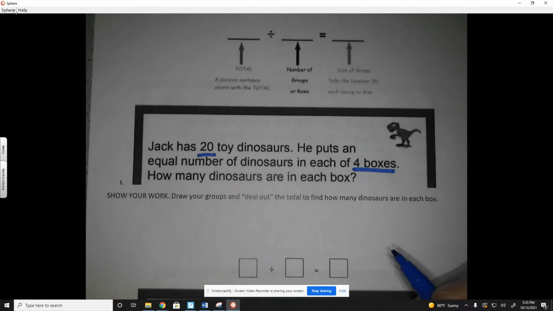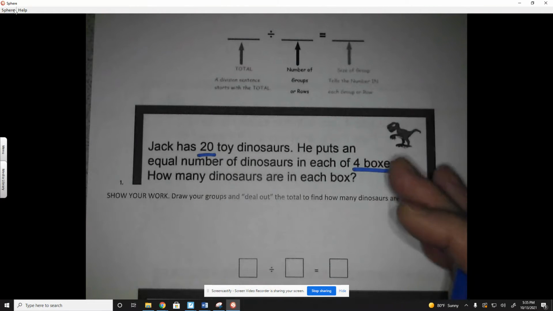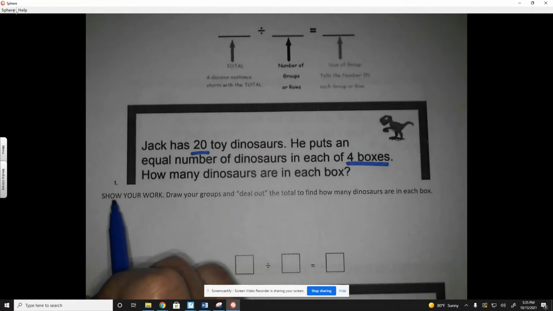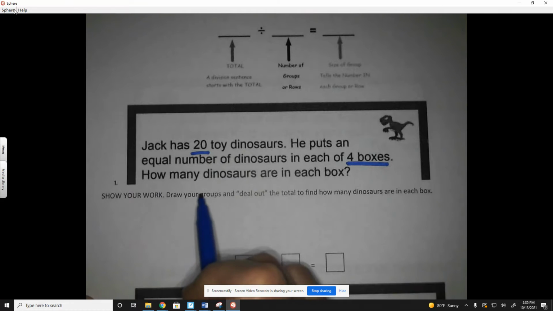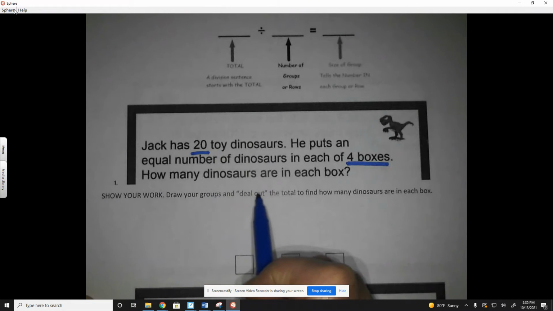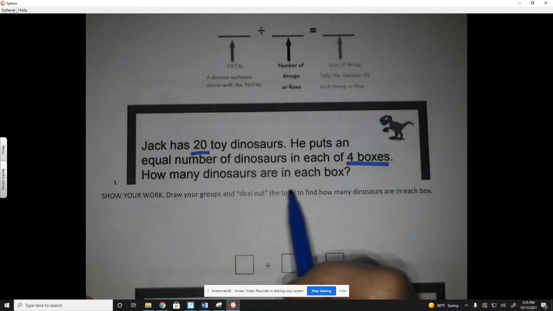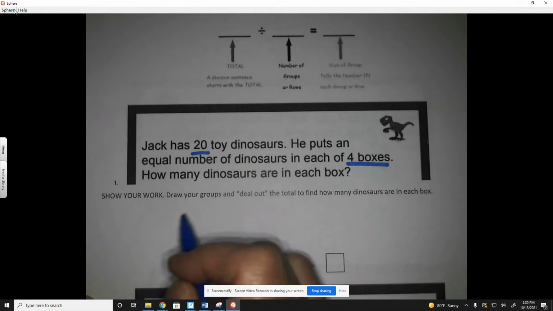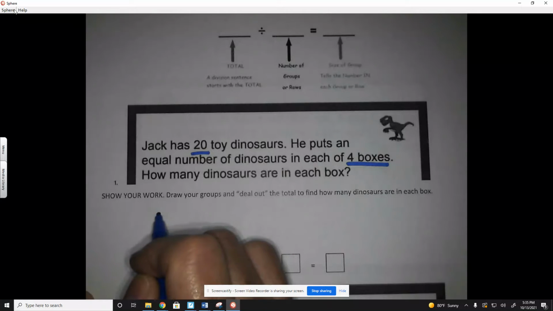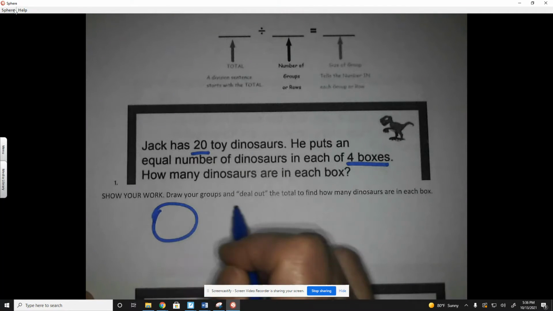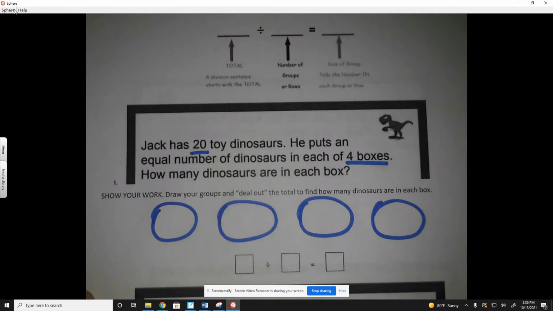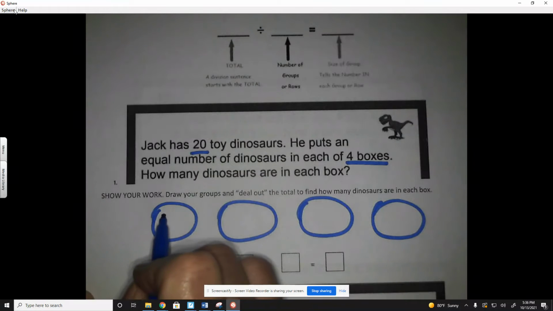So you all should have this piece of paper in front of you and be working this first problem out with me. Show your work. Draw your groups and deal out the total to find how many dinosaurs are in each box. So we have to draw 4 boxes and make them big enough. I'm just going to do my circles because that's how we've been showing equal groups. And we're going to deal 1 out to each group until we get to 20.